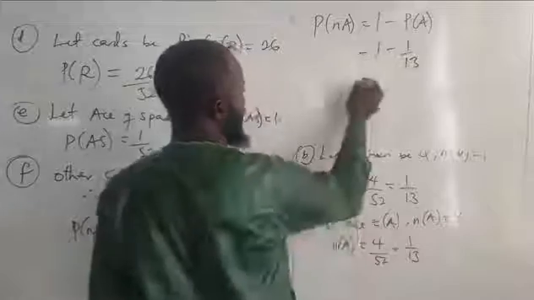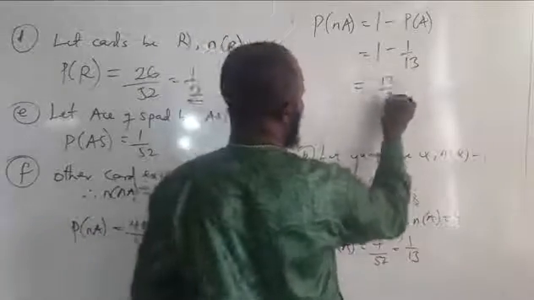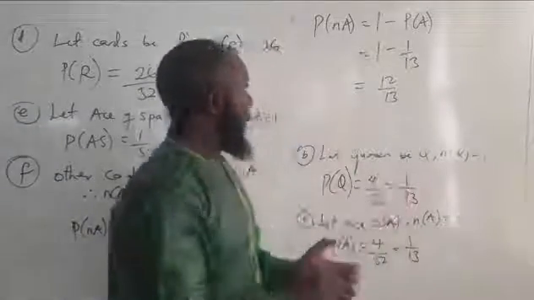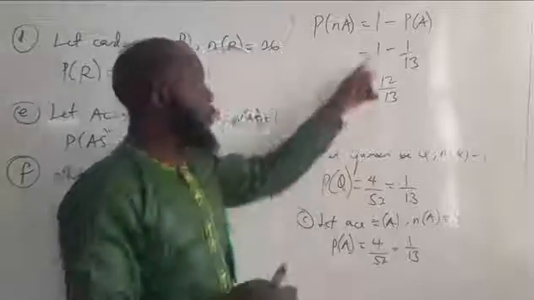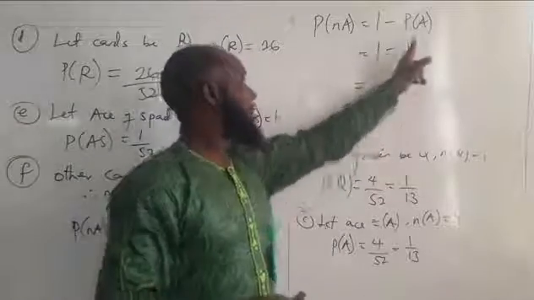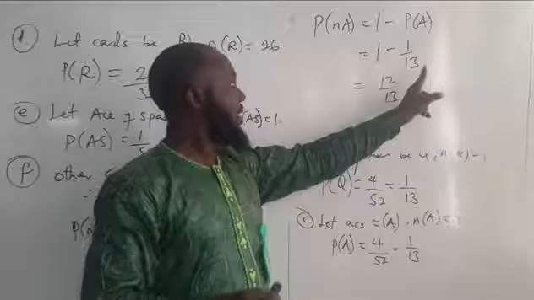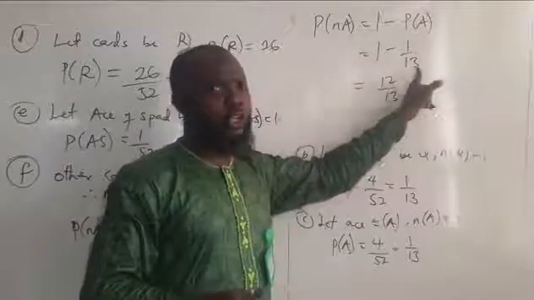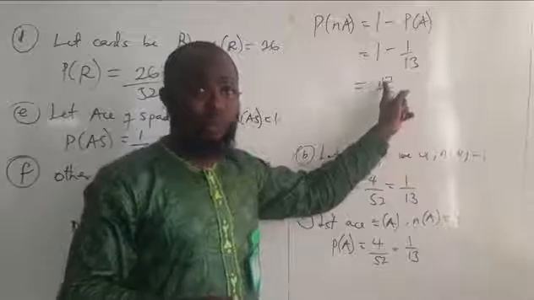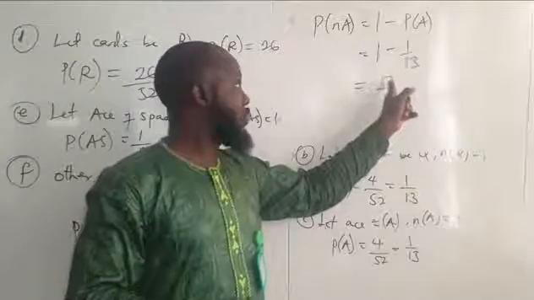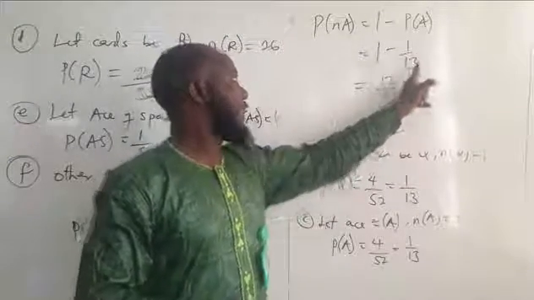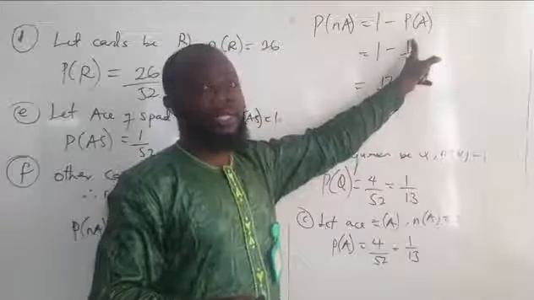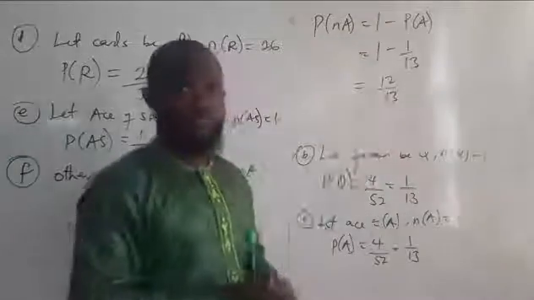So by the time you subtract, you have 12 over 13. Don't forget, when you are subtracting a fraction from 1, you subtract the numerator from the denominator. That will make your answer's numerator the 12. So that is 13 minus 1 will give us 12 over 13.